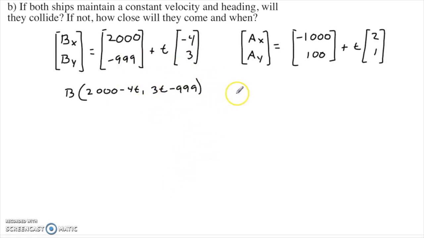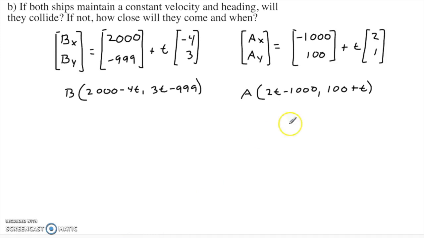Okay, so what about my Aberdeen-Fisher? Well, that ship's position is going to be 2t minus 1000. Notice how I got rid of that leading negative again, comma, 100 plus t. And you could write t plus 100 or 100 plus t, whatever makes you happy. So these are the positions of the ships as a function of time. In other words, the parametric position of both of these ships.